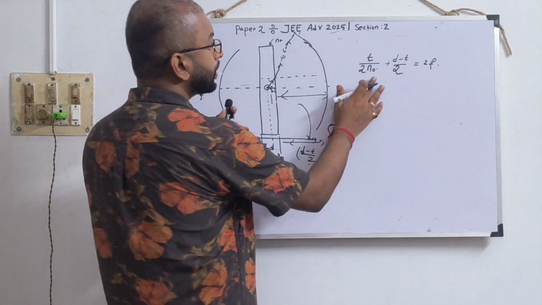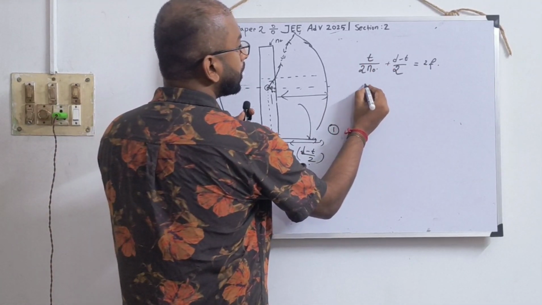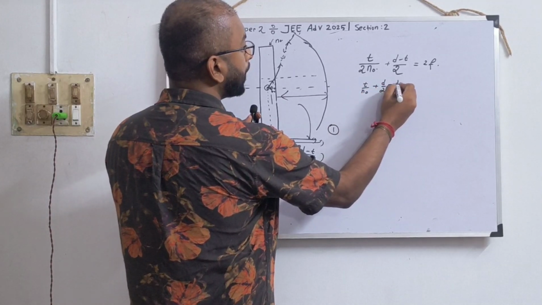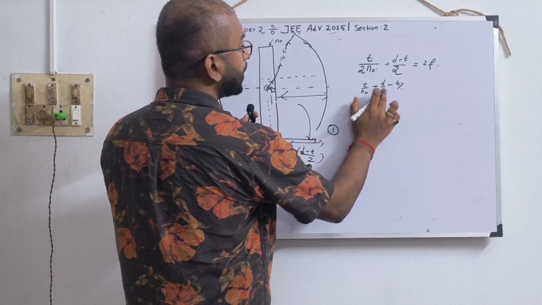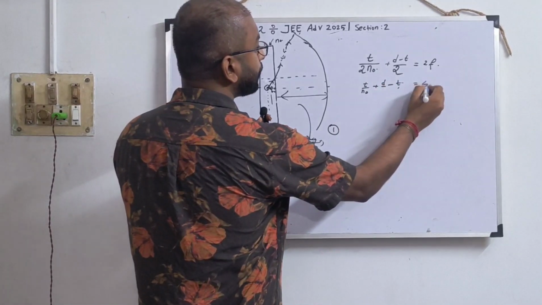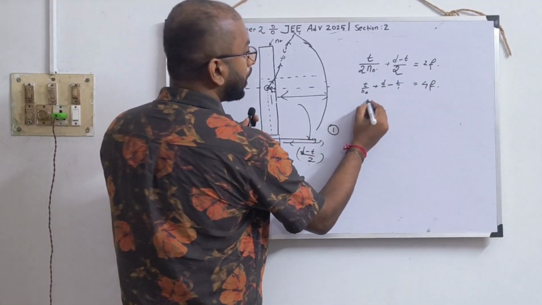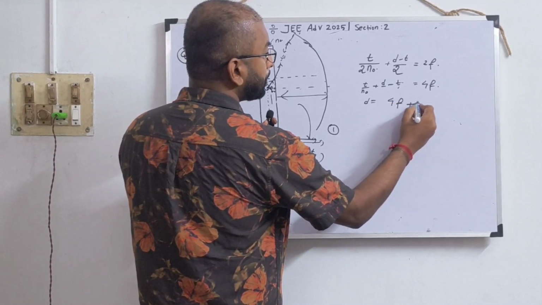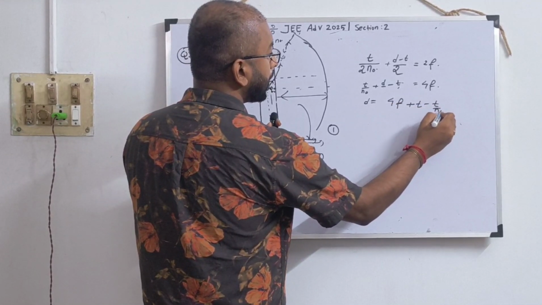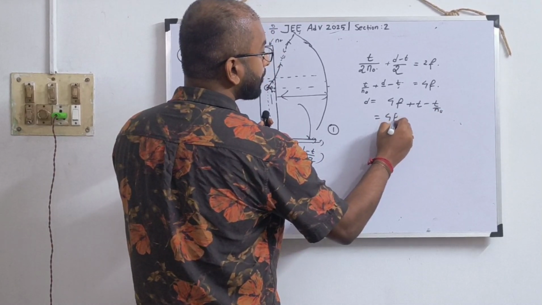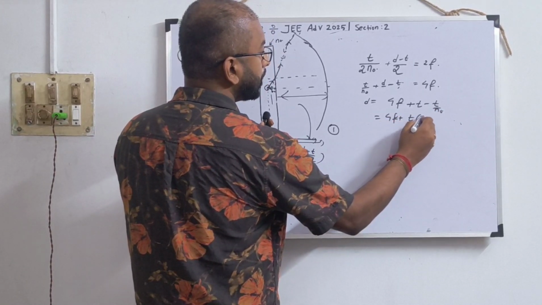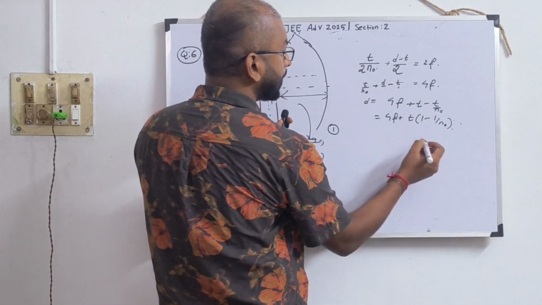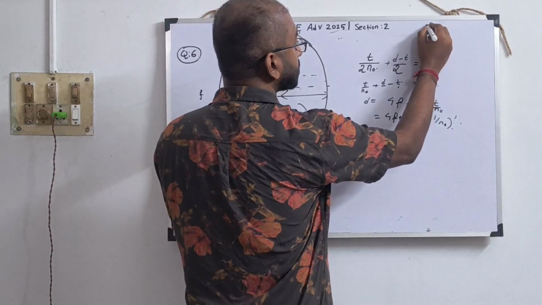So let us calculate what is going to be the distance. So t by n naught plus d by 2 minus t by 2, so d minus t is 4 into f. d is becoming 4f plus t minus t by n naught, so 4f plus t into 1 minus 1 by n naught. Okay, it is matching with option A, so option A is the correct answer.